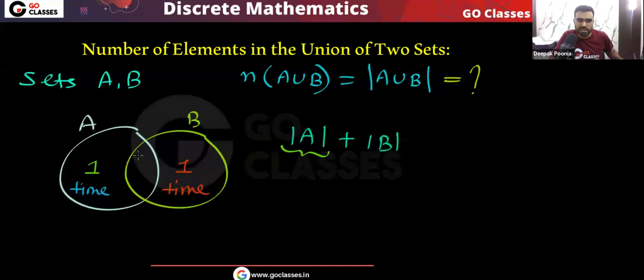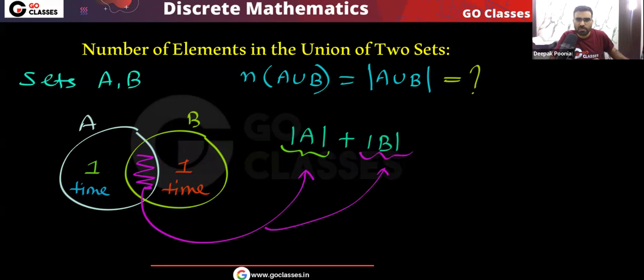But now you focus on this area. These elements, how many times I counted? These common elements of A comma B, I have counted when I counted the number of elements in A. Also these elements I have counted when I counted number of elements in B. So basically these elements, remember, I have counted here also and I have counted here also. So that is the reason I can say that these common elements we have counted total two times. Okay. So let me write it here, that these common elements I have counted two times.